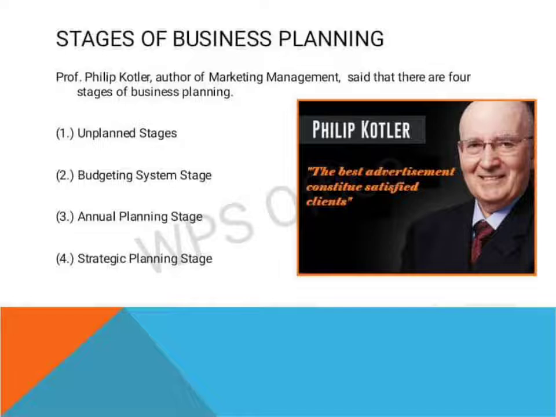The next stage is the budgeting system stage. The owner-manager realizes the need to develop and use a budgeting system. Estimated incomes from sales and expected expenditures are made. This is done to facilitate the orderly functions of the growing enterprise. Next is the annual planning stage. The owner-manager drafts an annual plan.